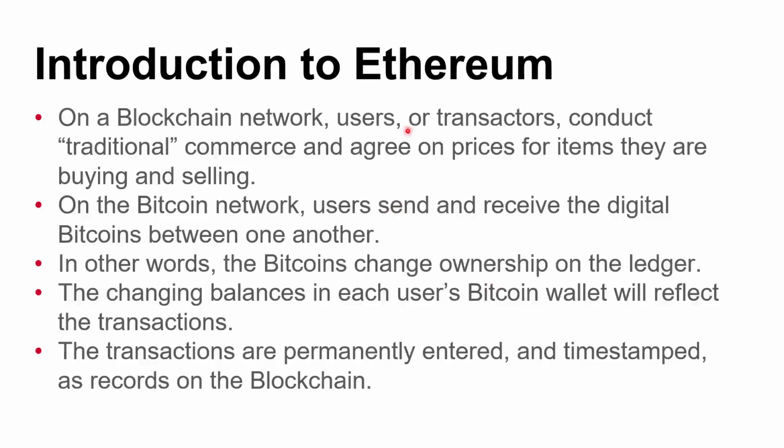On a blockchain network, users or transactors conduct traditional commerce and agree on prices for items that they are buying and selling. On, say, Bitcoin, users send and receive digital Bitcoins between one another. So transactions on the Bitcoin network are limited to the Bitcoin native token. In other words, Bitcoins change ownership on the Bitcoin ledger, and the changing balances are reflected in each user's Bitcoin wallet. And once the transactions are completed, they are permanent records on the Bitcoin blockchain.